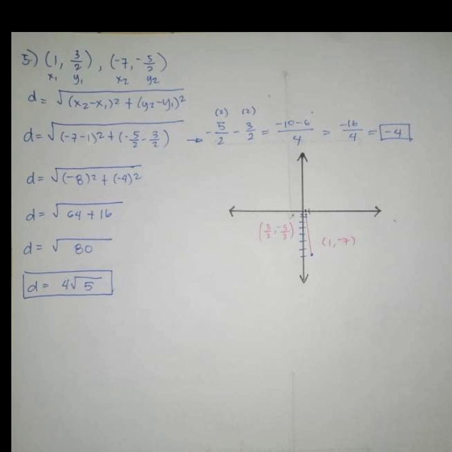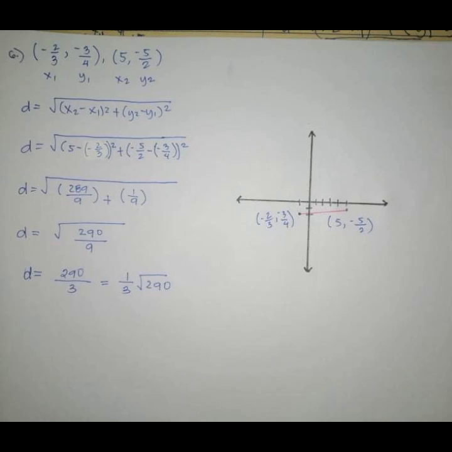So we have the square root of negative 8 squared plus negative 4 squared. So we get the square root of 64 plus 16. So 64 plus 16 is equal to the square root of 80. So we get d is equal to 4 square root of 5, and the graph is like this.